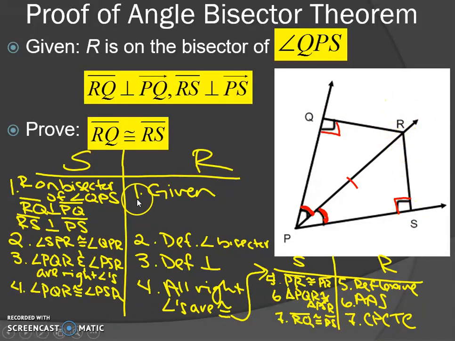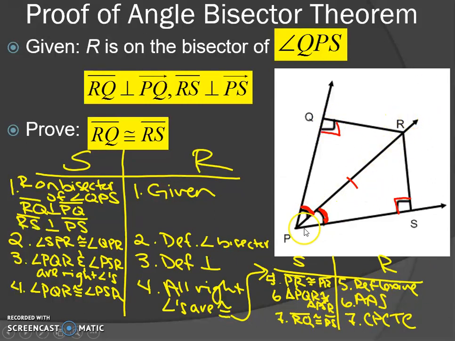So what we're going to do is write the given. You're going to write down that this angle right here, SPR and QPR, is congruent because of the definition of angle bisector. And you're going to say angle Q and S are right angles, and all right angles are congruent. You're going to write that. And then you're going to say PR is equal to PR, which is the reflexive property.